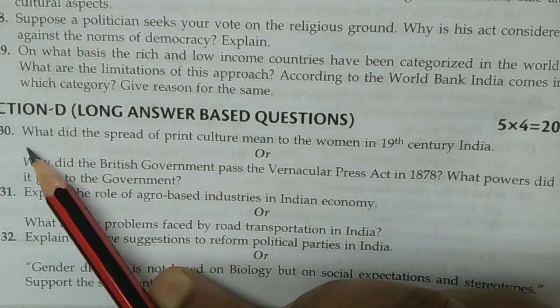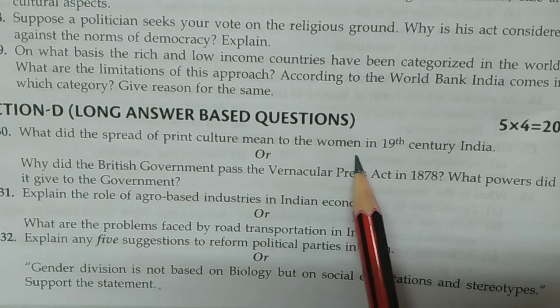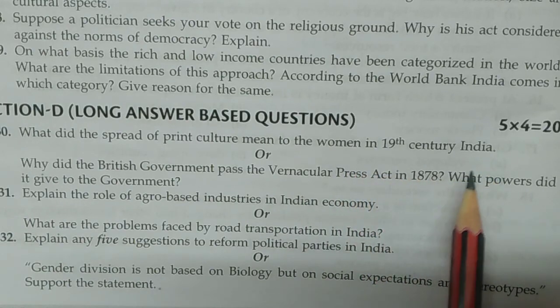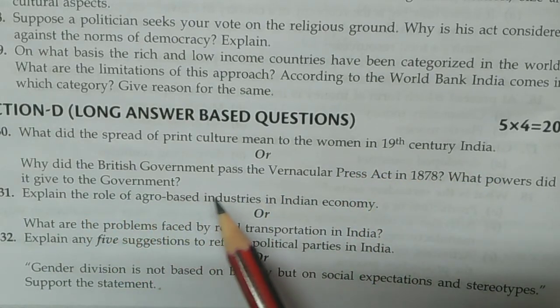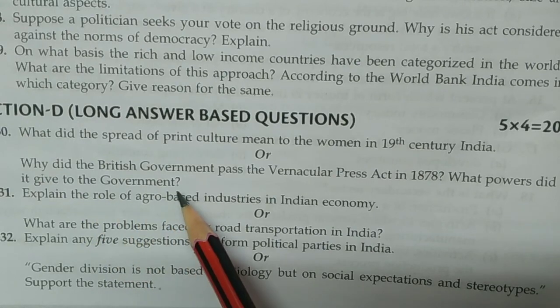Now come to question number 30. What did the spread of print culture mean to the women in 19th century India? Or why did the British government pass the Vernacular Press Act in 1878? What powers did it give to the government?